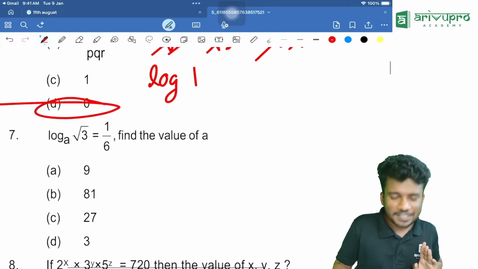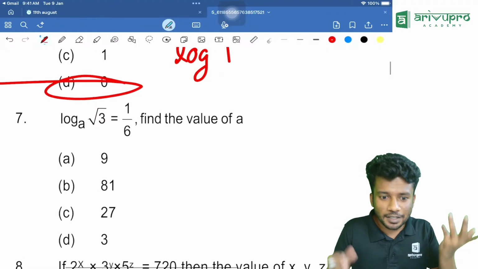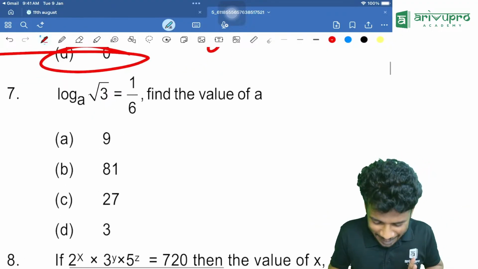Understood? Yes, understood. People, understood? Now, the next one.